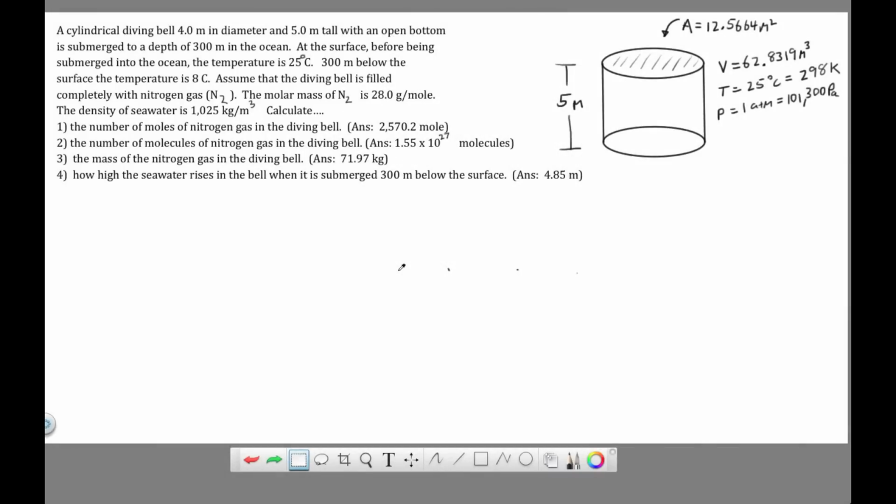So here we have a gas law problem that also involves a little bit of fluids. It's a cylindrical diving bell, and we're given the diameter of the diving bell is 4 meters, which means the radius is 2 meters. So what I've already calculated here is the area of the top of the diving bell, which is this shaded area up here.